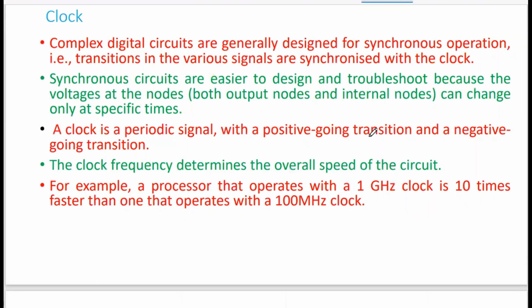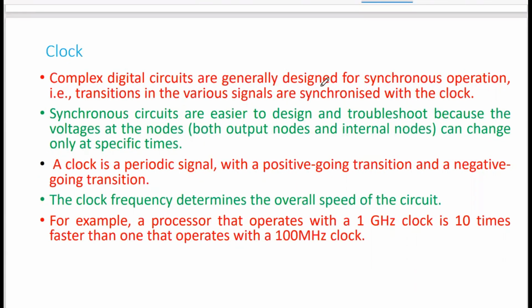Now the clock concept. You already know what a clock is and what we use it for. Complex digital circuits are generally designed for synchronous operations. So the clock will provide synchronous operation, so that all the machines are operating with respect to the same clock. The next is that synchronous circuits can be easily designed. So that's the reason we need clocks. What is a clock? A clock is a periodic signal with positive going transition and negative going transition.